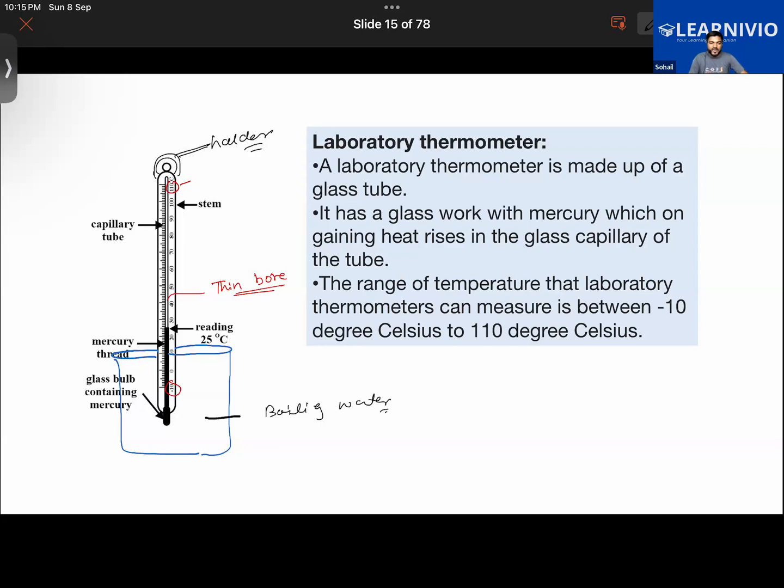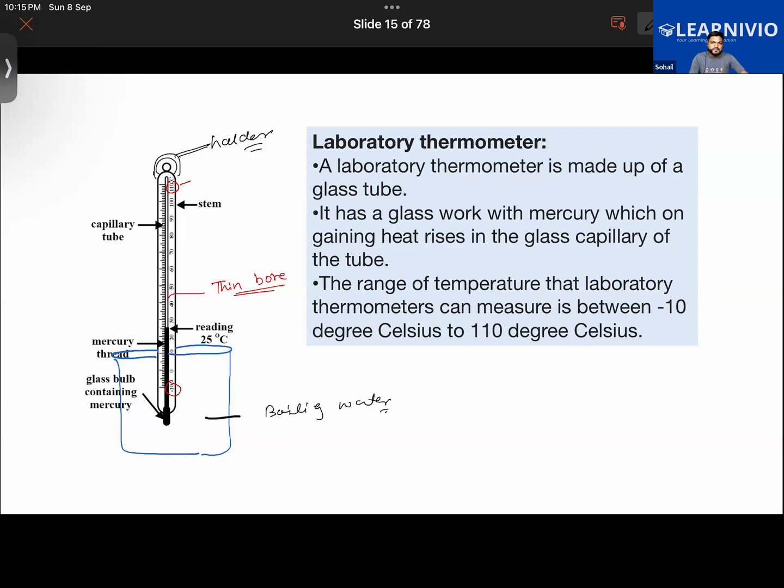It hasn't been designed to measure the body temperature. It has been specifically designed for laboratory use and it lacks a kink. We know the kink prevents the mercury from falling back into the bulb, right? But it doesn't have one. So even if you were to use it for a person, the mercury will immediately fall back into the bulb. Thereby, our reading will be inaccurate.